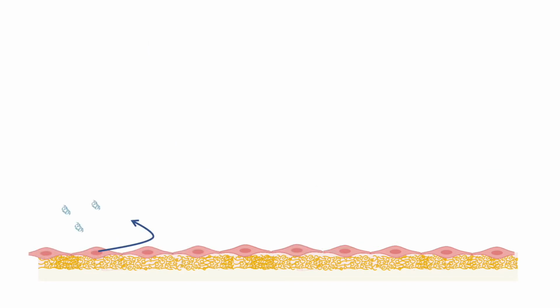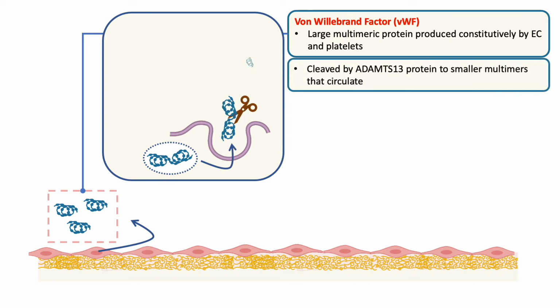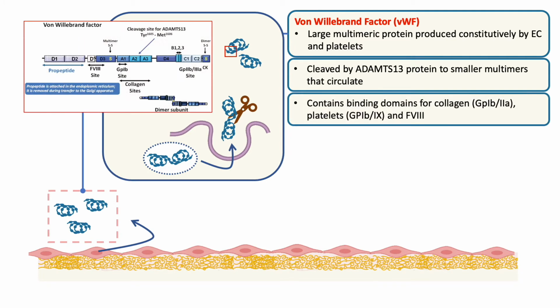Of particular importance in the initiation of coagulation is von Willebrand factor. Von Willebrand factor is a large multimeric glycoprotein that is produced constitutively by endothelial cells and platelets. The large von Willebrand factor produced in the Weibel-Palade bodies of the endothelial cells is cleaved by a protease known as ADAMTS13 to smaller multimers that circulate in blood. Von Willebrand factor contains binding domains for collagen, platelets, and factor VIII.